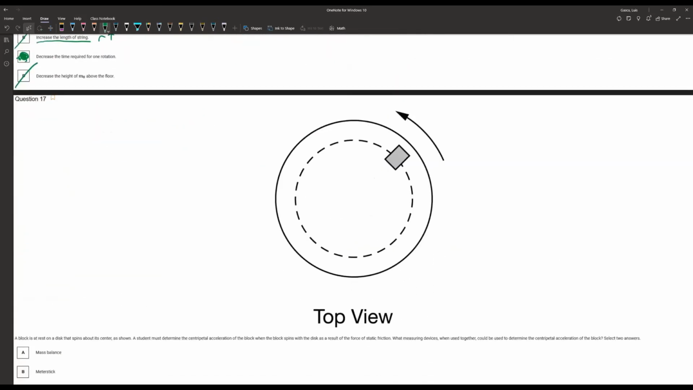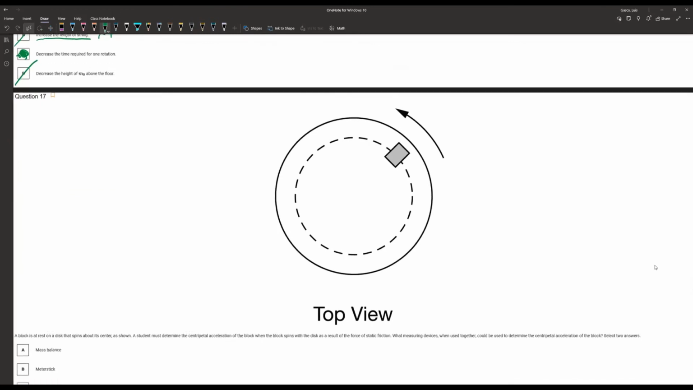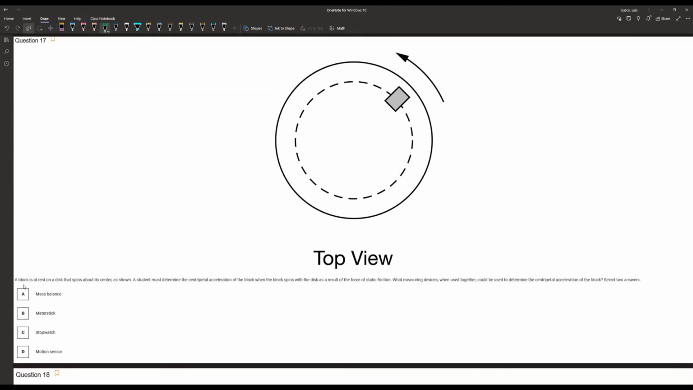We're almost there, we're in the home stretch. So we have a top view, and it says a block is at rest on a disk that spins about its center as shown. A student must determine the centripetal acceleration of the block when the block spins with the disk as a result of the force of static friction. What measuring devices, when used together, can be used to determine the centripetal acceleration of the block? We're going to select two answer choices.